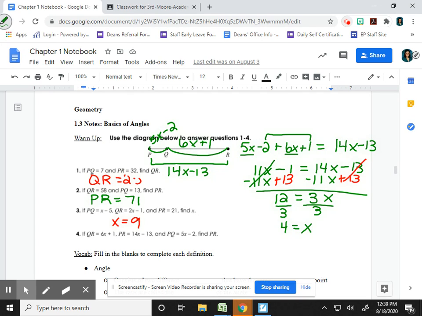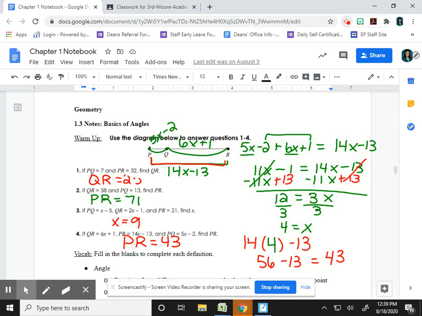Well, this is not asking us to find what x is this time. It's asking us to find the length of PR. Well, PR is 14x minus 13. So in place of that x, we're going to put 4. Then 14 times 4 is 56, minus 13, and 56 minus 13 is 43. So the whole length of PR is equal to 43.